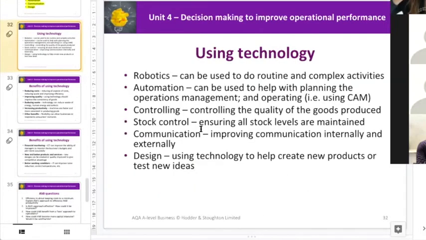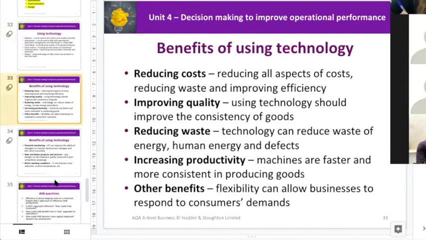Now, this is just a quick explanation for you. What's robotics? Using robots. They do routine, complex activities. What is automation? What is stock control? What is communication? And what is design? So have a quick read through by yourself. I'll skip here. Some benefits of using technology include reducing cost, improved quality, reducing waste, increasing productivity, and other benefits.